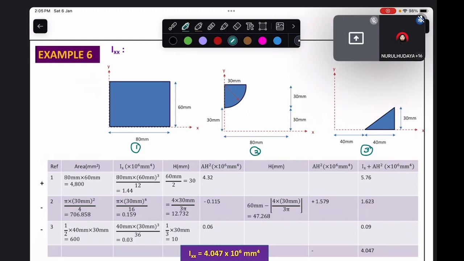So one, the rectangle here, the first one, take its area which is 80 times 60, the usual area of a rectangle. And you need to calculate the Ix. You can call it Ixx or Ix, the same. Okay, no problem. Because we know it is the inertia about the x-axis. We call it xx because it is x to x. That's it. If you call it Ix it is not wrong.